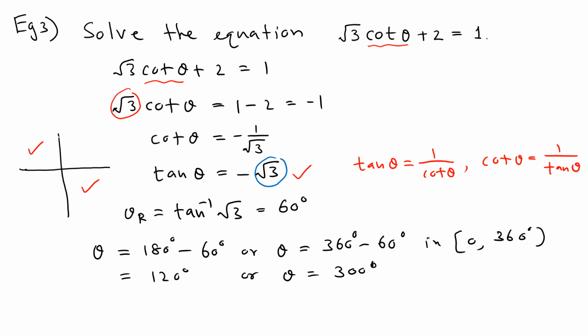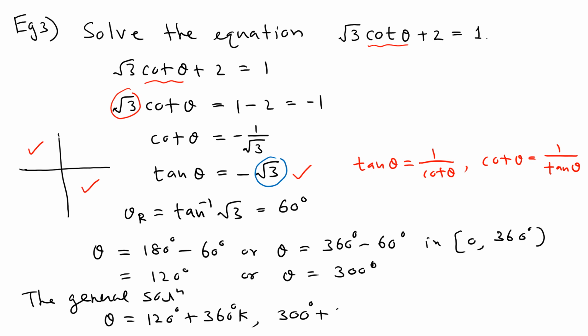So now we can find the general solution. The general solution you can write as theta equal 120 plus 360K, or 300 plus 360K, where K is an integer. So that's how you solve a problem using degrees. Here we add multiples of 360.